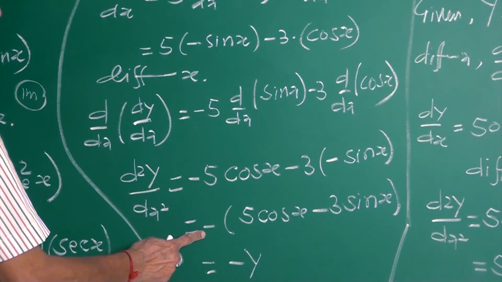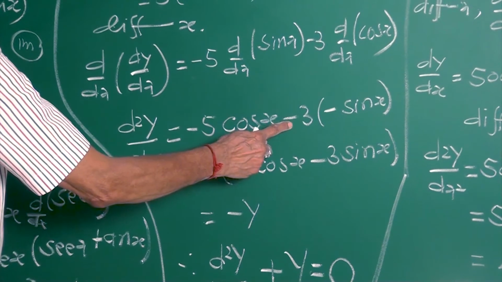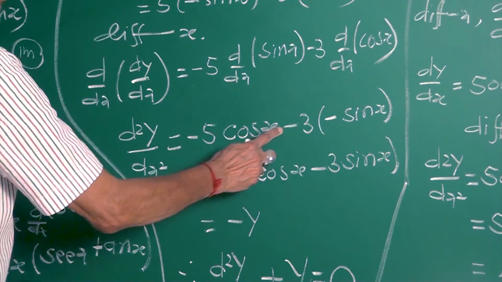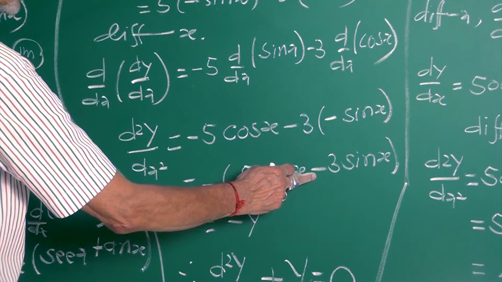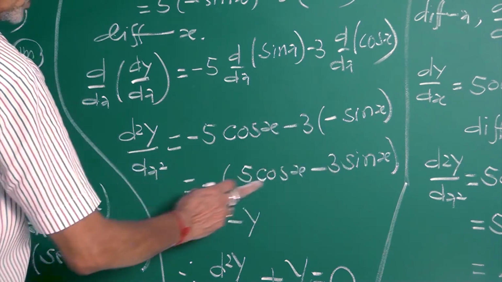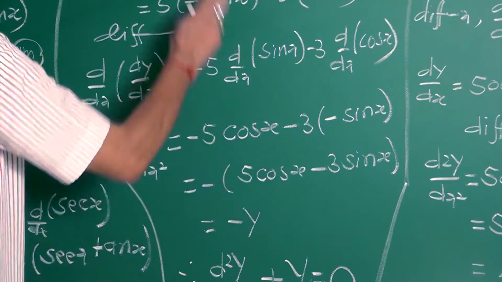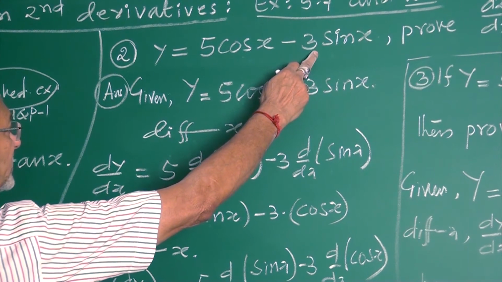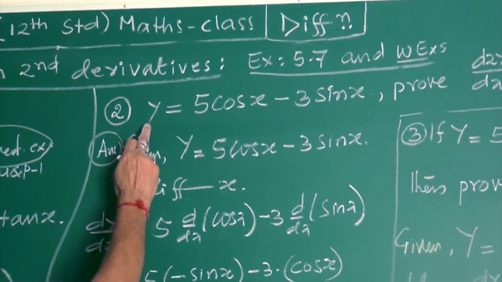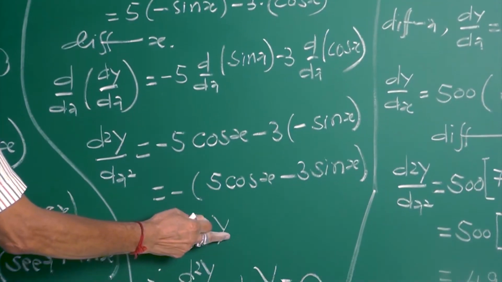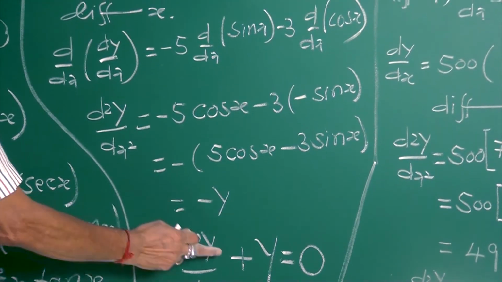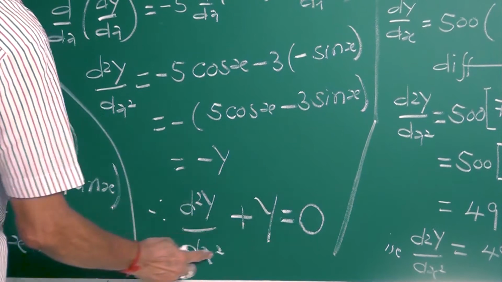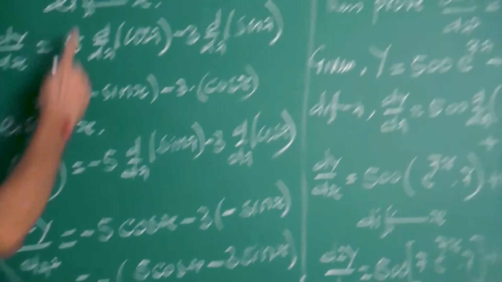Minus, minus. Minus is common, taken out. You are left with 5 cos x. One minus is taken outside, another minus is left inside, this is 3 sin x. What is this bracket? This bracket, 5 cos x minus 3 sin x, is nothing but the given y. Substitute this bracket equal to y with this minus sign. Minus y taking this side, it is d2y by dx2 plus y equal to 0. This is what we wanted, my friend. This is the second example.